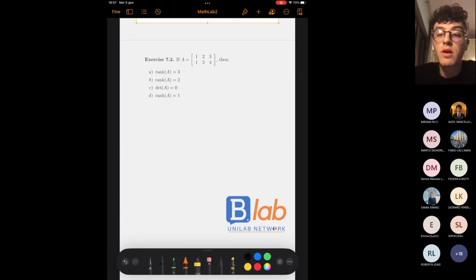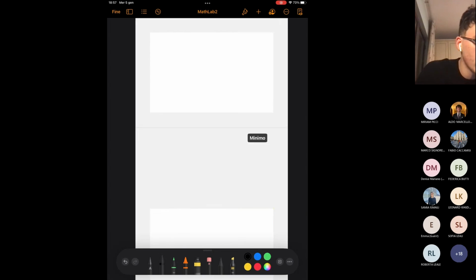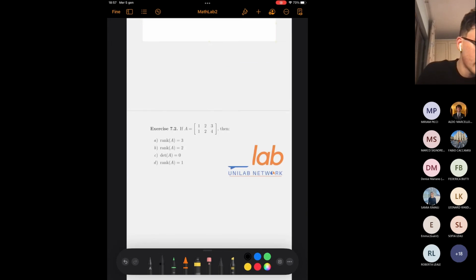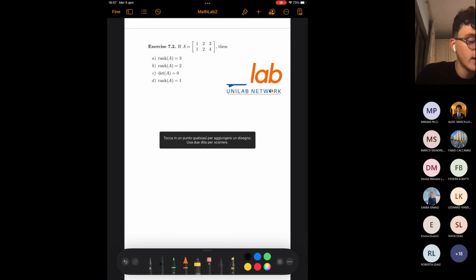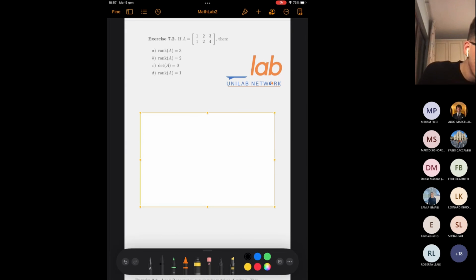If you don't have any further questions about this first part, I would move to the second part of the evening, which is about matrices and linear algebra. Here we just have a matrix, and we want to calculate the rank of this matrix or the determinant of that matrix, because this is what the exercise is asking us.